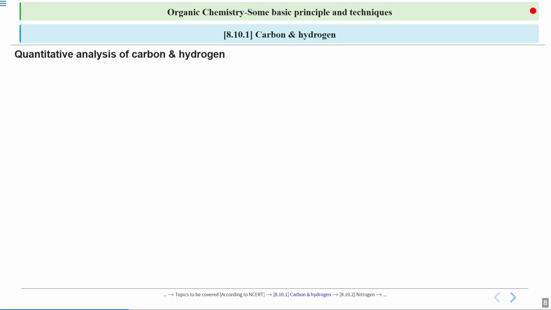Now moving on further. Now let us see how we actually measure the amount of carbon and hydrogen. The general reaction for burning an organic compound which contains carbon and hydrogen is shown here. The compound reacts with oxygen to produce carbon dioxide and water. So we have already seen this equation in the previous lectures.